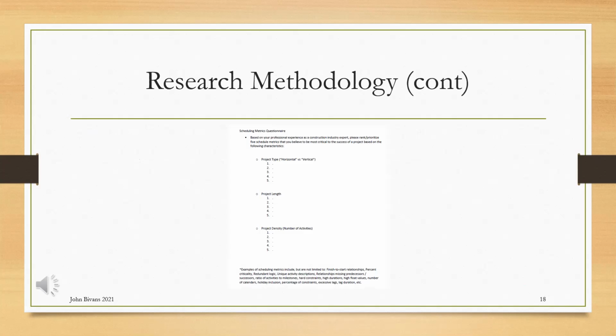Each of the 15 participants who were surveyed in this study were provided a scheduling metrics questionnaire that read, "Based on your professional experience as a construction industry expert, please rank/prioritize 5 schedule metrics that you believe to be most critical to the success of a project based on the following characteristics." These characteristics, as previously discussed, are project type, horizontal versus vertical, project length, and project density, again referring to the number of activities. Examples of these scheduling metrics were included in this questionnaire.